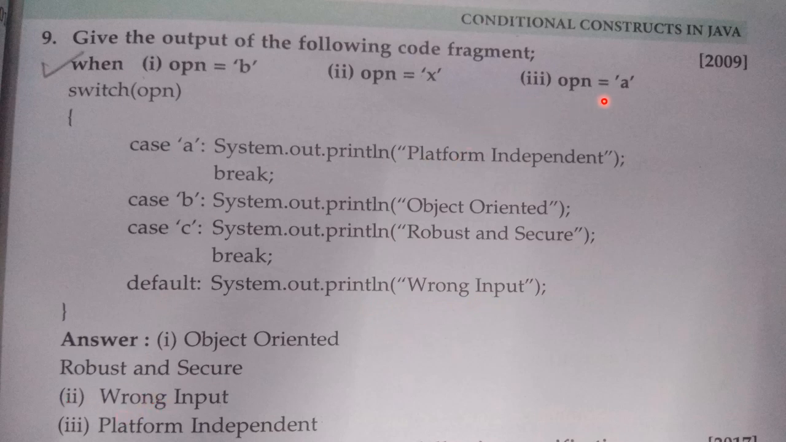Now third question, if OPN is equal to A. Is there any case A? Yes. So what will it print? It will print platform independent, and a break statement is given, so it will stop here only. Okay.